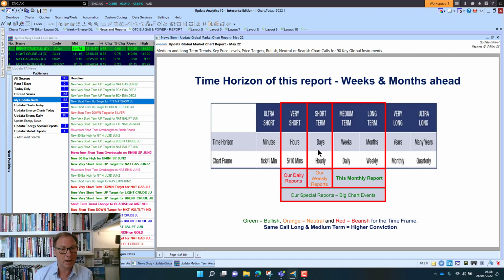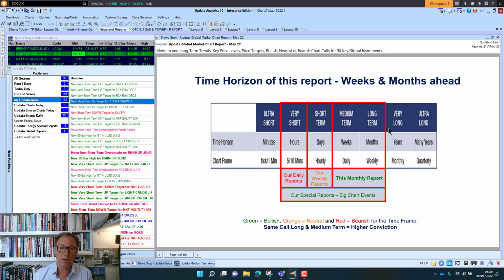Short term, we put out our weekly report. That's what's going to happen in the coming days, what's going to happen this week, and so we're using normally 60-minute charts there to make those calls. And then the medium and longer term chart reports, we're using weekly and daily charts to make those calls. So those time frames are really quite key, and that's what our monthly report, which will go out to clients at the end of this week, in time for the month ahead.